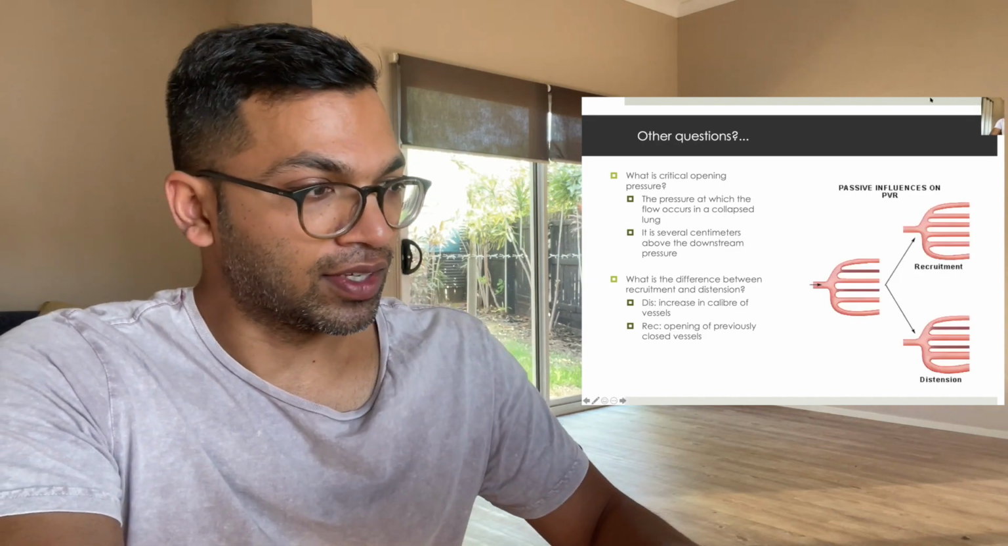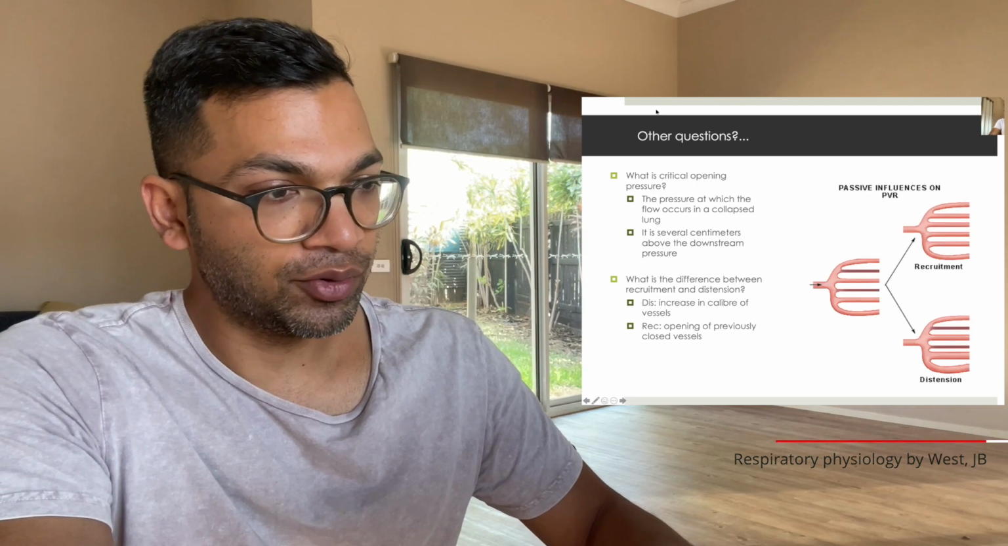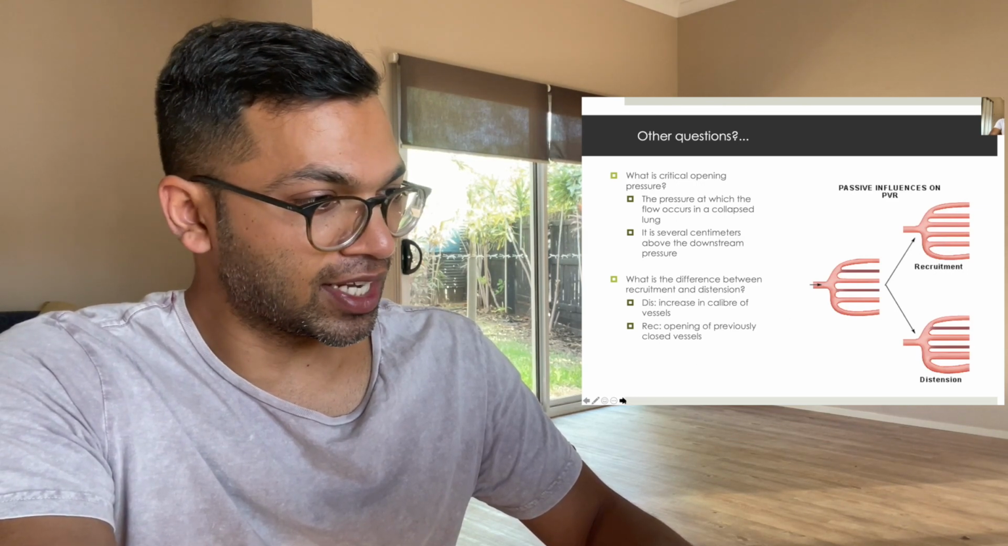So recruitment is opening a previously collapsed vessel, and distension is just increasing the radius of an already recruited vessel. Perfect. That's exactly right. So distension increases the caliber of vessels, whereas recruitment is opening of previously closed vessels. We've got a few diagrammatic representations of that.